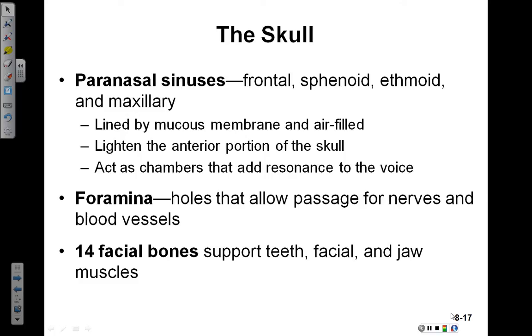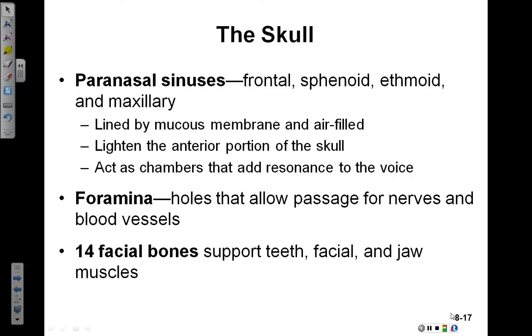If you look at the picture on figure 8.8, it's showing you your sphenoid, and your ethmoid, which kind of forms the medial orbital walls of your eyes. Of course, your maxillary sinuses, which are lateral to your nose. You can't see the sphenoid; you're going to have to cut open the skull in order to see the sphenoid sinus. And, of course, you have your frontal sinus. Now, they're little air-filled chambers.